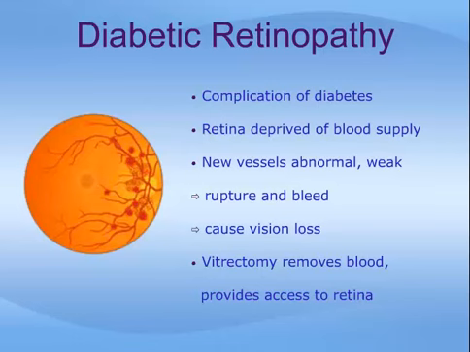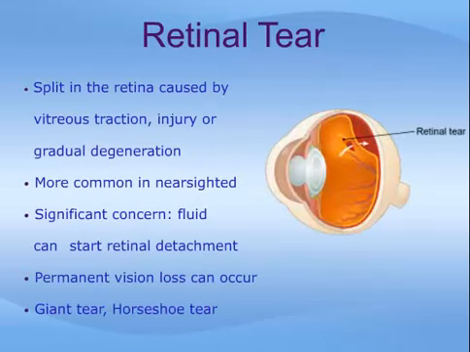A retinal tear is a split in the retina caused by vitreous traction, eye injury, or retinal degeneration. Tears tend to be more common in nearsighted people, as a longer than average eyeball usually means a thinner, more fragile retina. Tears are a significant concern, for any fluid that seeps through the tear can initiate retinal detachment. Permanent vision loss can occur. A giant retinal tear is at least as big as a quarter of the retinal circumference, and a horseshoe retinal tear is named for the shape of its flap.